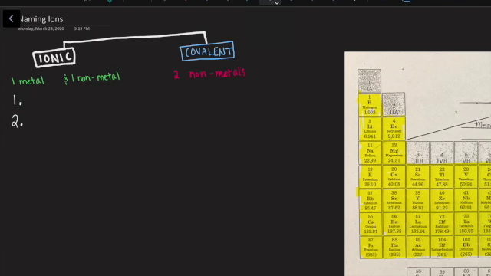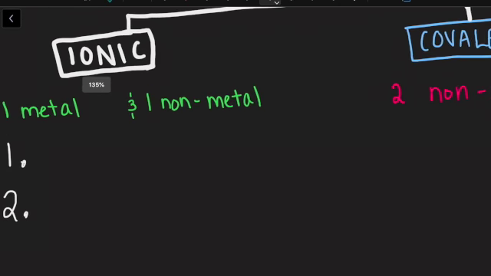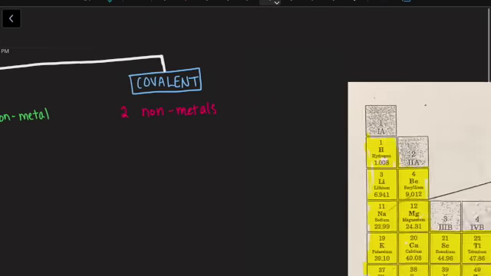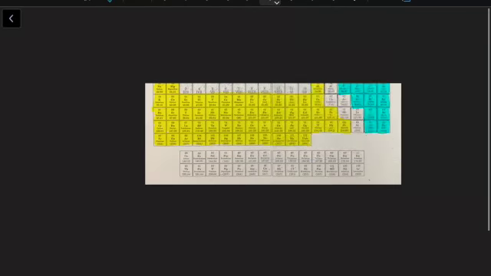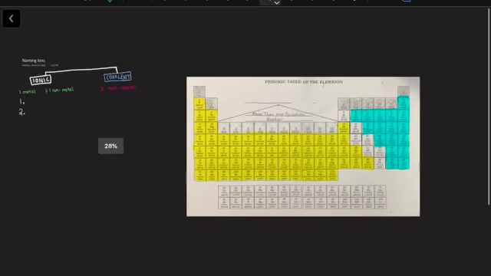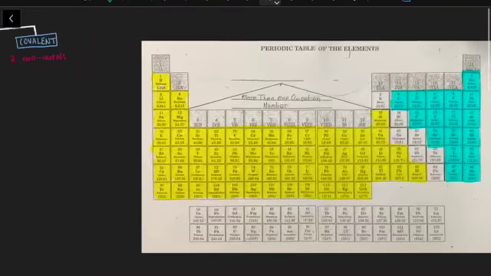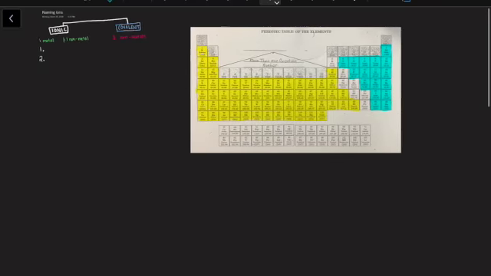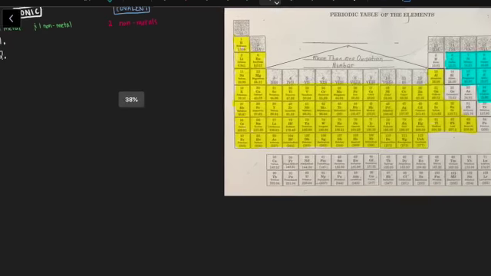So the first thing you should do when you see a problem is decide if it is an ionic or covalent bond. If it is a metal and a nonmetal, it is going to be ionic. That would be one from the yellow with one from the blue. If it is two nonmetals, so two from the blue, then it's covalent. So let's start by looking at only ionic.